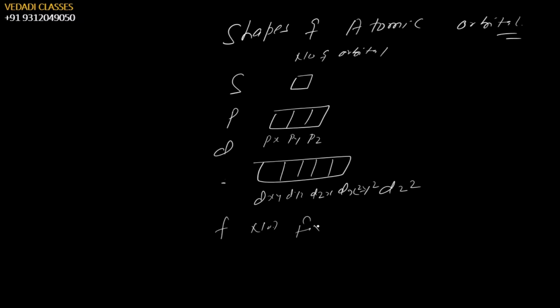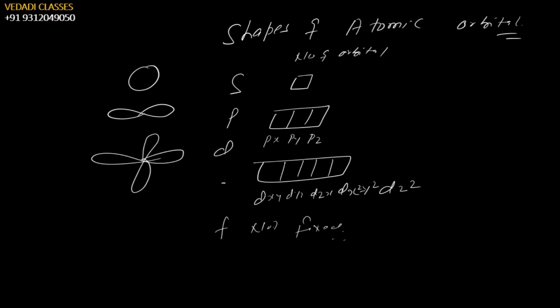So we will just discuss s, p, d. F is not fixed. S is spherical in shape. P is dumbbell, and d is double dumbbell. Double dumbbell is just like this. Now we'll discuss them one by one.